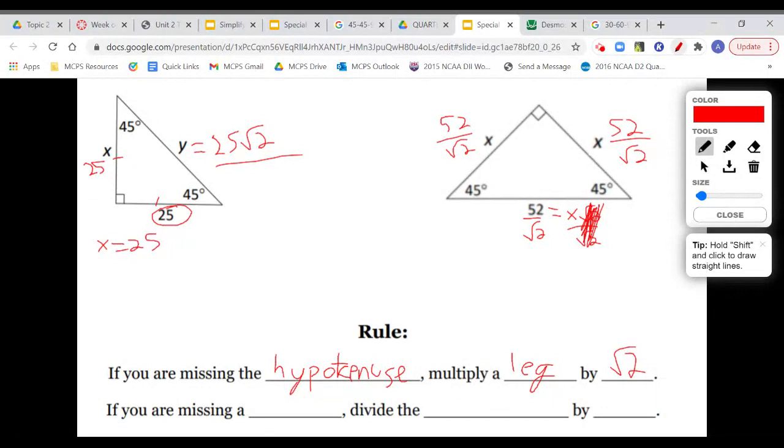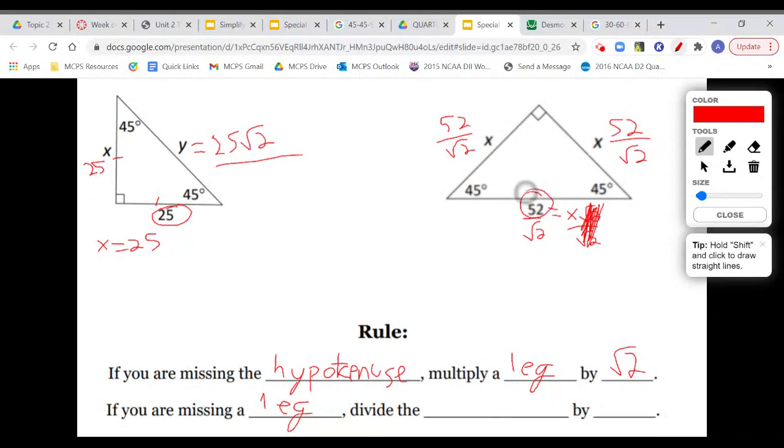But what if I'm not missing the hypotenuse? What if the hypotenuse is what is given to me? What I'm missing is a leg. Or really, I'm missing both legs, right? If I knew one leg, I'd know the other. But let's say I'm not given any legs. Well, what did I do here?